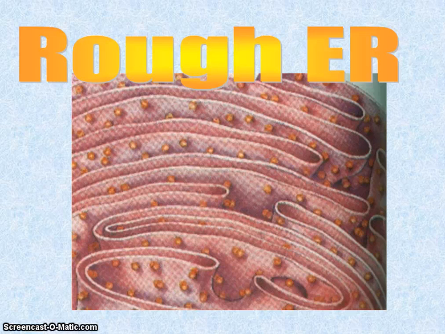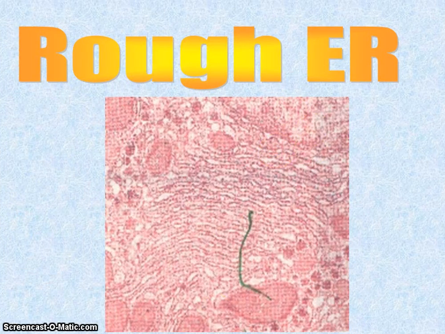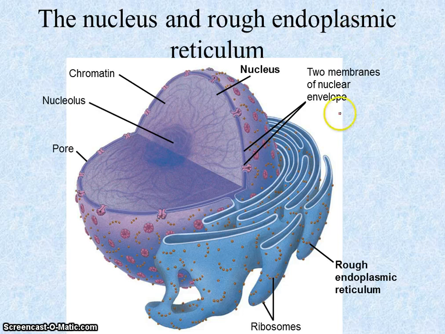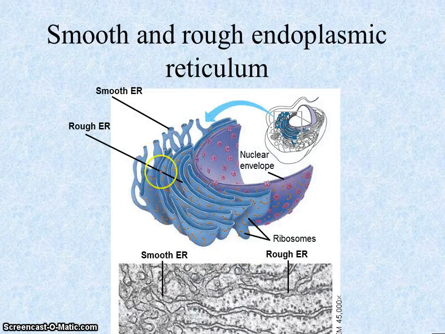So just to show you, this is the rough ER. It has ribosomes attached, and you can see how it's like a series of membranes. Again, this is just a pen mark. I apologize about that, but this is what it would look like underneath the microscope. Okay, the rough ER is often continuous with the nuclear envelope. Okay, and we have rough and we have smooth ER, and the smooth ER does not have any ribosomes on it.